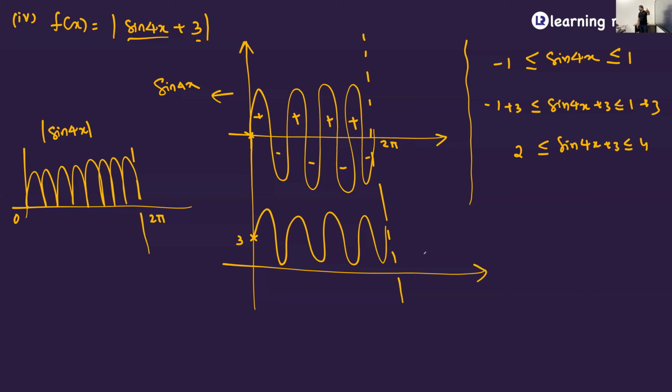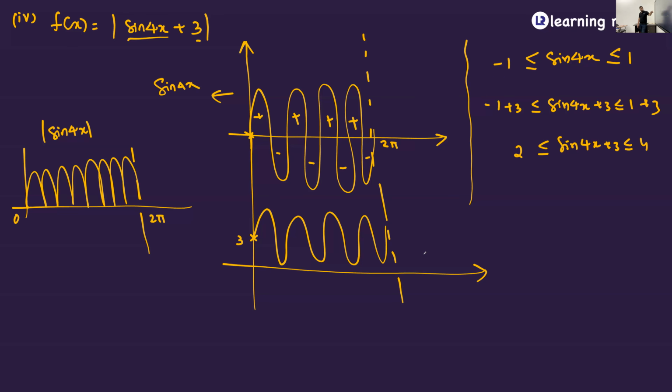So what is mod of sine 4x? All the negative values, you need to exactly make it symmetric with respect to x-axis. It can be positive x-axis or negative x-axis. That is not your headache. But there should be no negative values of y present in the graph.